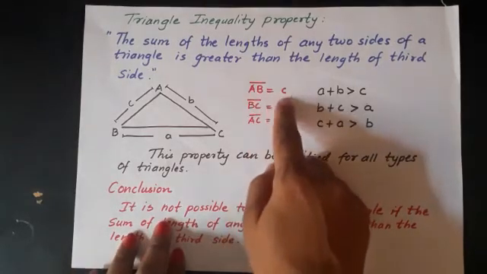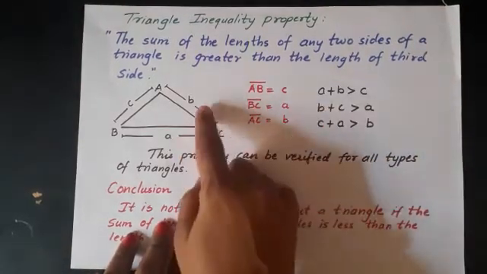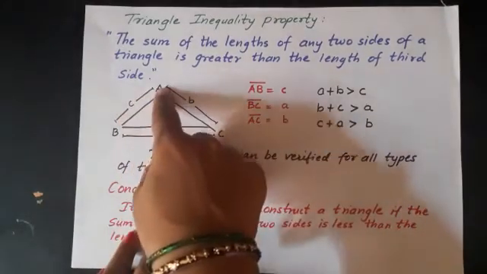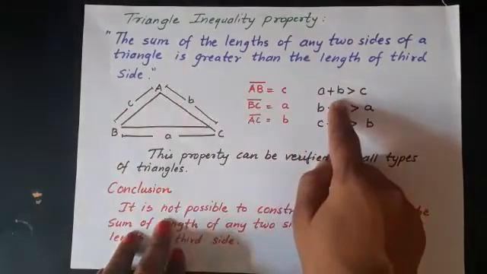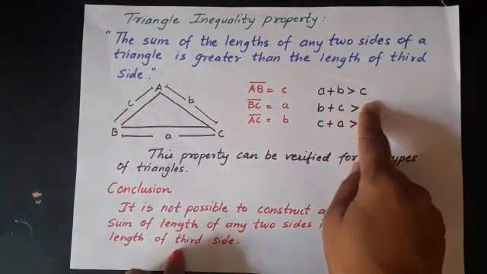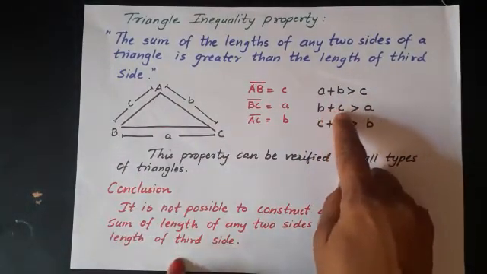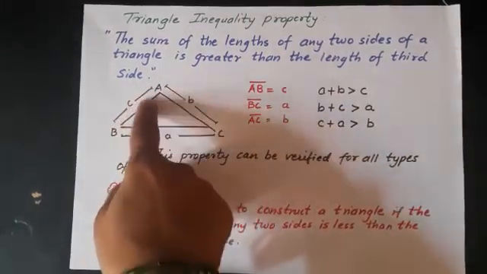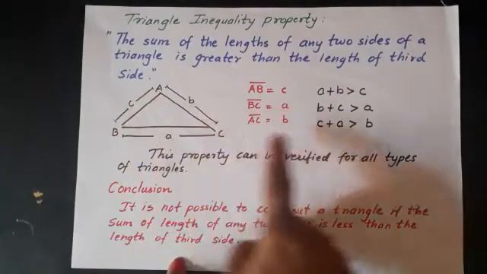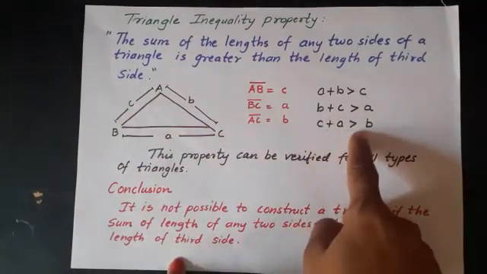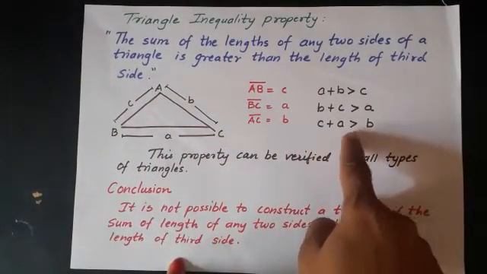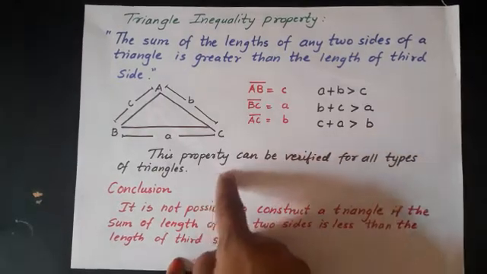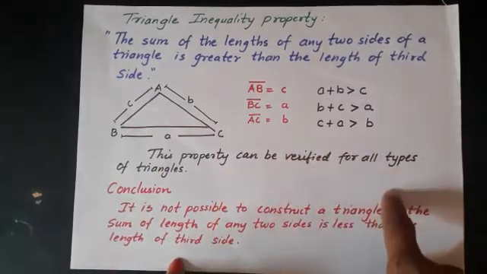AB is equal to c. So when I add the lengths of two sides, it is greater than the third side. So a plus b is greater than c. In the same way, if I add b plus c, the total is greater than a. In the same way, c plus a is greater than the third side b. This property can be verified for all types of triangle.